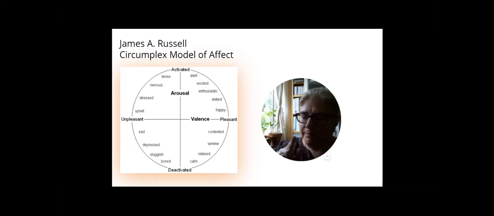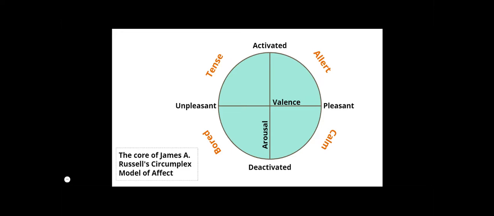And as you see, there are all kinds of emotions distributed throughout this model, such as bored or sluggish, depressed or sad when it's low and unpleasant, or alert, excited, enthusiastic on the other side, but we are not interested in these emotions per se, because we want to look into the core of this, and we will find the emotions that we're looking for, which is this: activated, deactivated on the arousal pole, and unpleasant or pleasant on the valence pole. So this is the core of James Russell's circumplex model of affect.